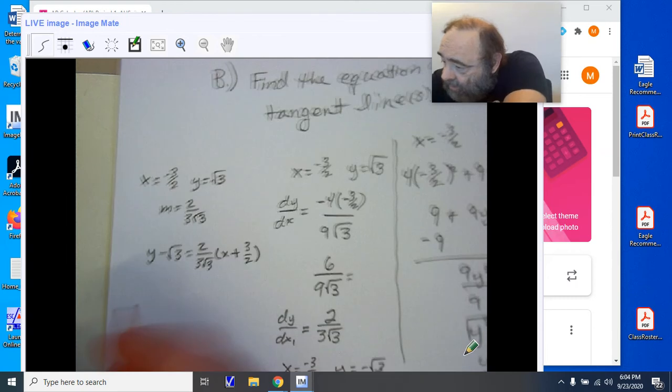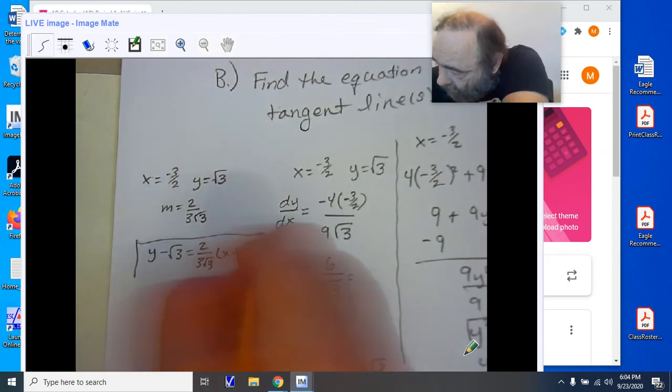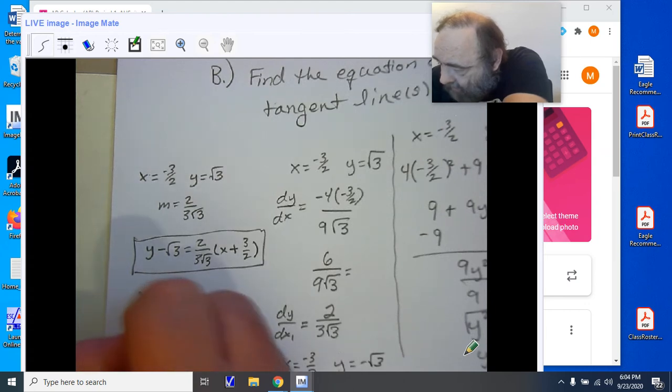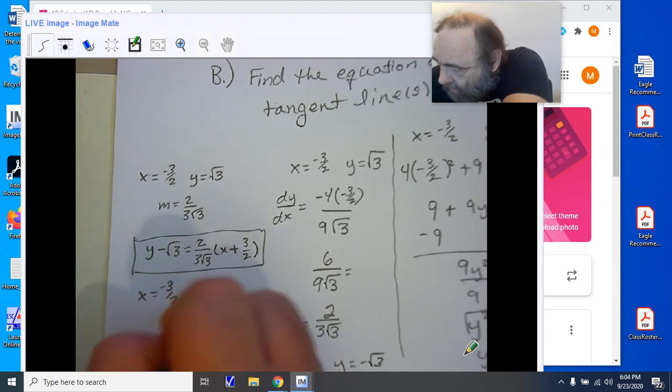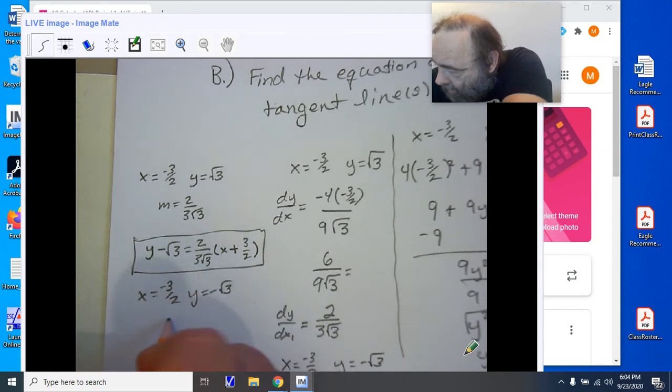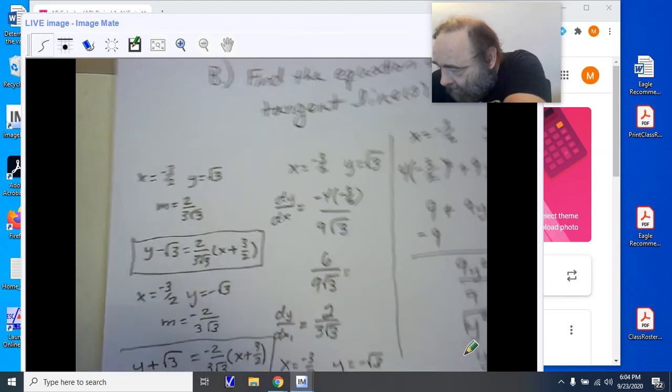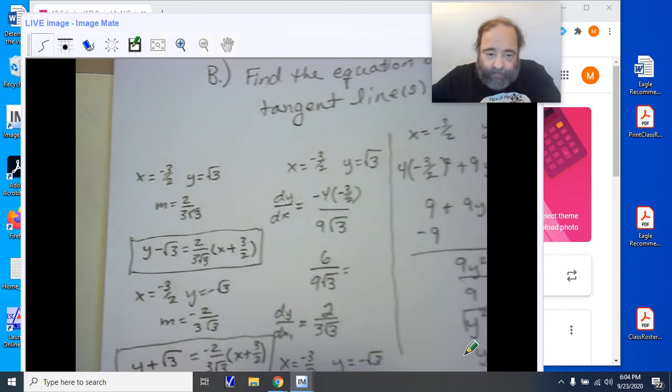Well, the second equation uses similar information because that's our second answer. And we now have our x equals -3/2, y equals -√3, and our slope being -2/3 √3. Y plus √3 is equal to -2/3 √3 times x plus 3/2. And this is my second answer that we are looking for.